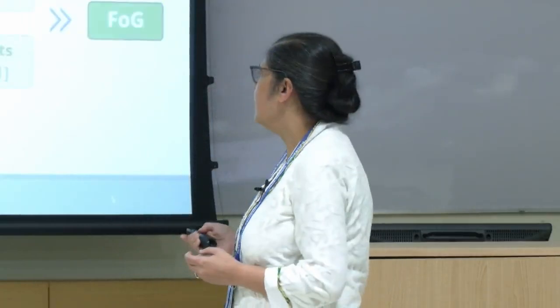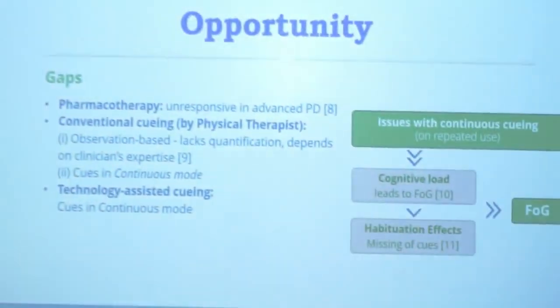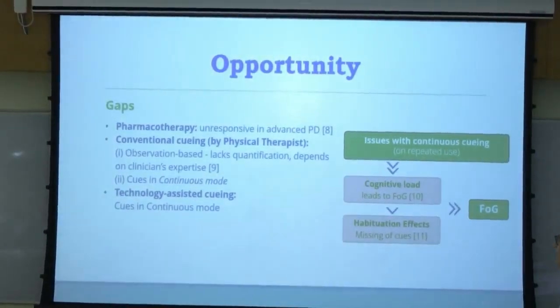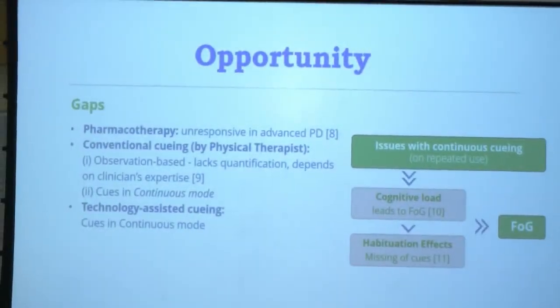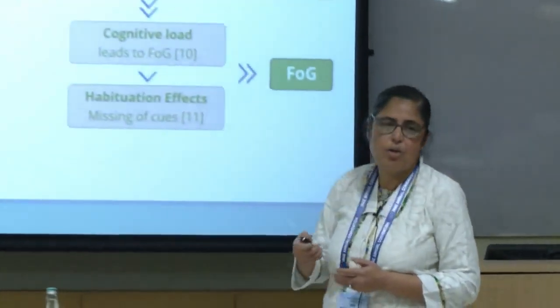So every time I say "out of freezing," that means the person has already frozen, and these are measures to bring them out. The other is pharmacotherapy, which is a dopaminergic therapy. It works well, but there are certain issues. For example, in advanced stages of the disease, the person becomes immune to the pharmacotherapy treatment, and the freezing still kicks in. And the present techniques which physical therapists use are mostly observation-based, not quantitative, and a lot depends on the individual expertise of the therapist to understand whether the person is freezing or not and give a cue.